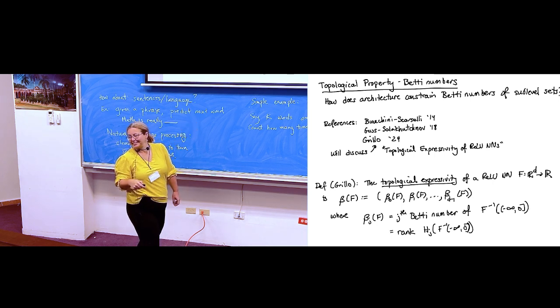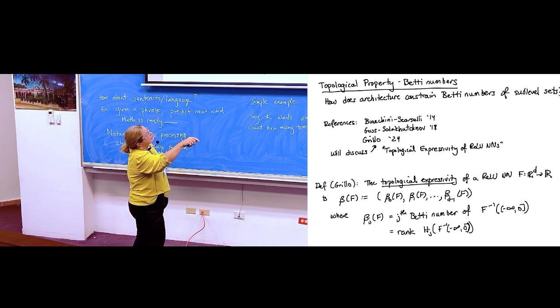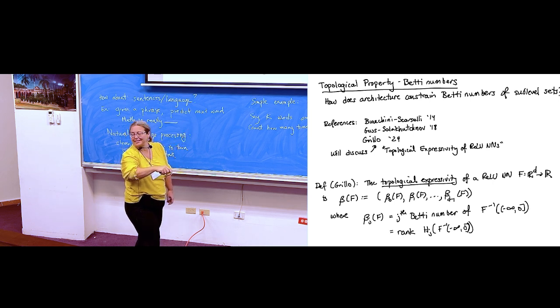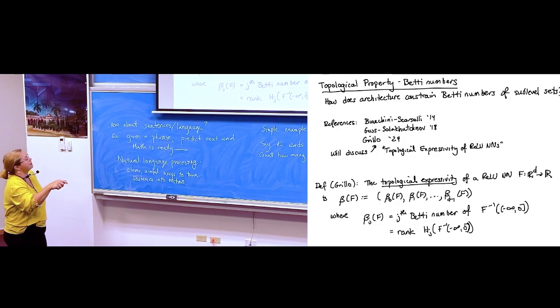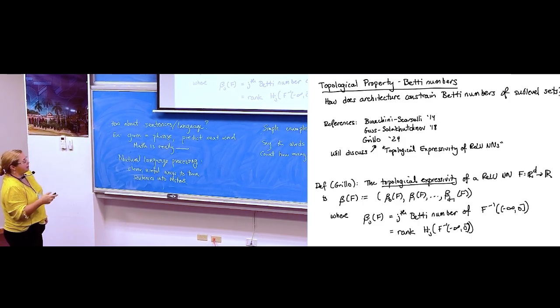Why is that? Well, where does this set live? It lives in R to the d. So can you have higher homology groups? No, they're all going to be trivial. Okay. So you just record them all.